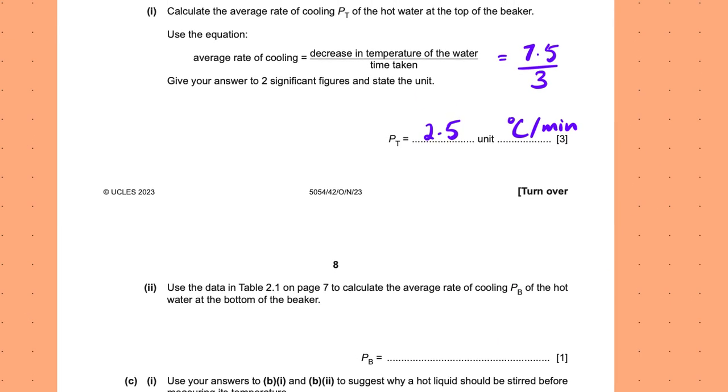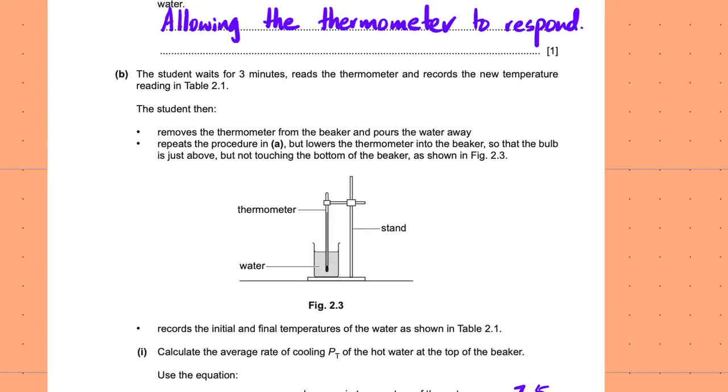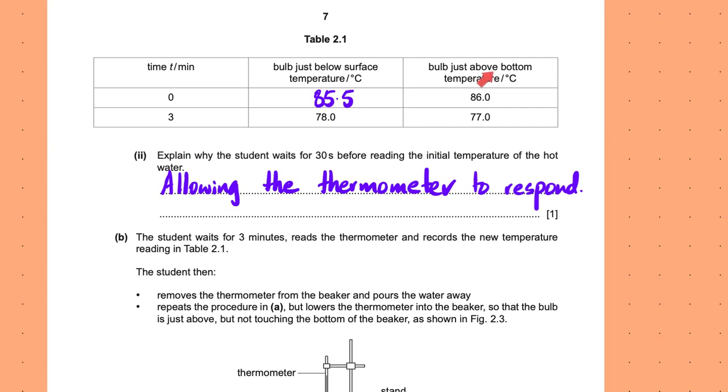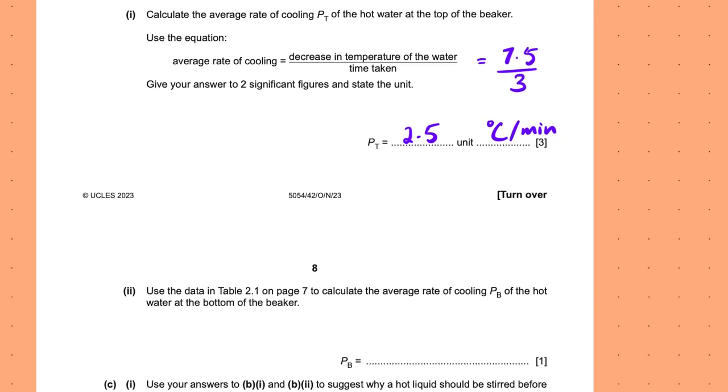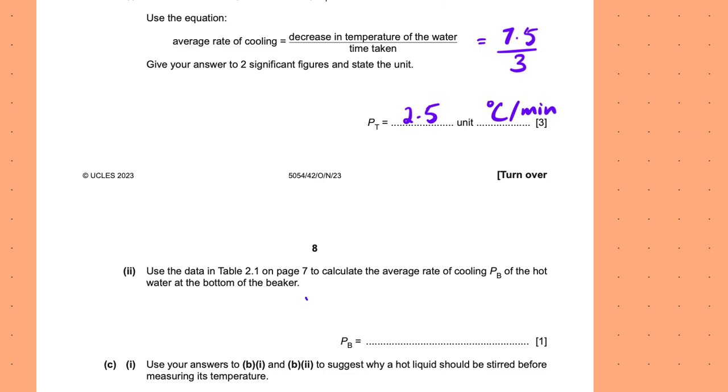Next, use data in 2.1 to calculate the average rate of cooling PB of the hot water at the bottom. So for the bottom we have these temperatures, right, which are near to the bottom. So 86 and 77 is 9. Again, this happens in a time of 3 minutes. So 9 over 3, this is going to be 3.0. Again, do give this as degrees Celsius per minute, right?